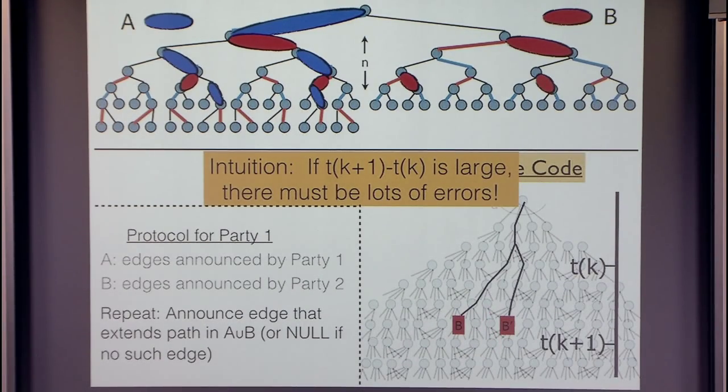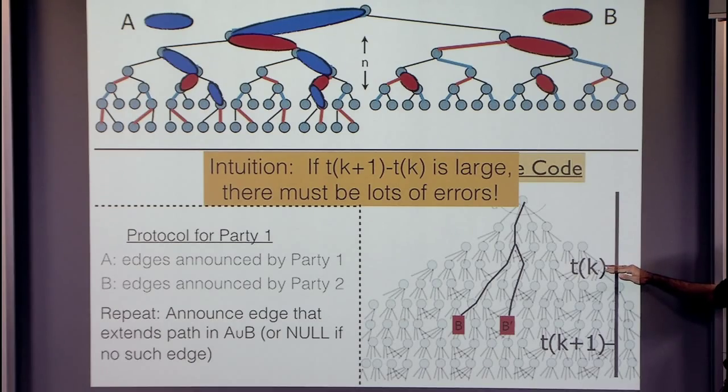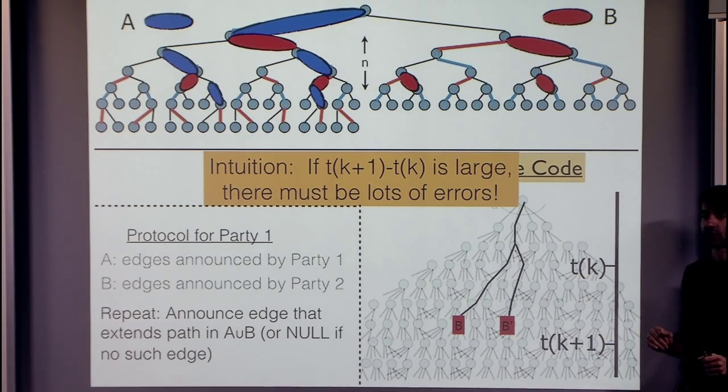So the intuition is, basically what we're going to try and show is that if there's a large gap between Tk and Tk plus 1, so if at this point all the first k edges have been announced, but then for a long time the next edge is not announced, then there must be a large number of errors in this interval. That's what we're going to try and argue.